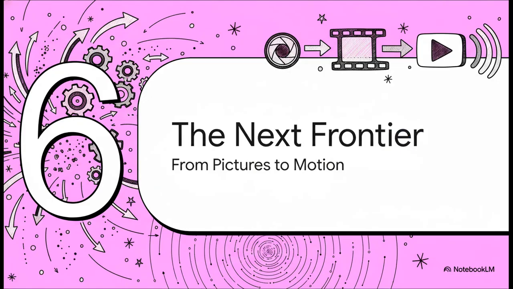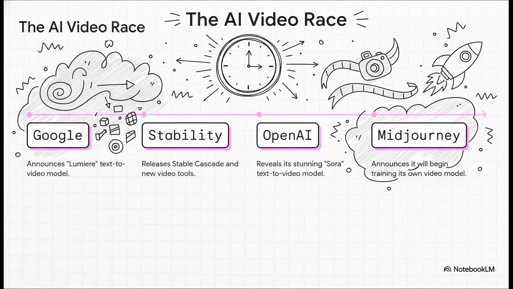This technology is moving at an absolutely breathtaking pace. The principles of guided diffusion aren't just for still images anymore. They're now being applied to the much, much harder problem of generating video. I mean, just look at the timeline from early 2024. In the span of just a few weeks, we had Google, Stability AI, OpenAI with its incredible Sora model, and then Midjourney all announce these massive leaps in text-to-video generation. The race is well and truly on.